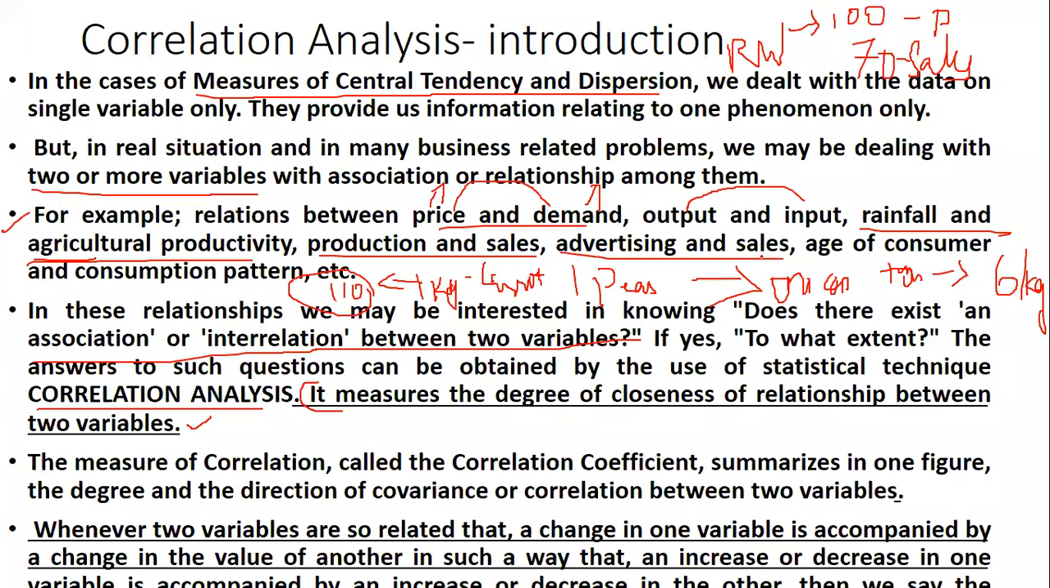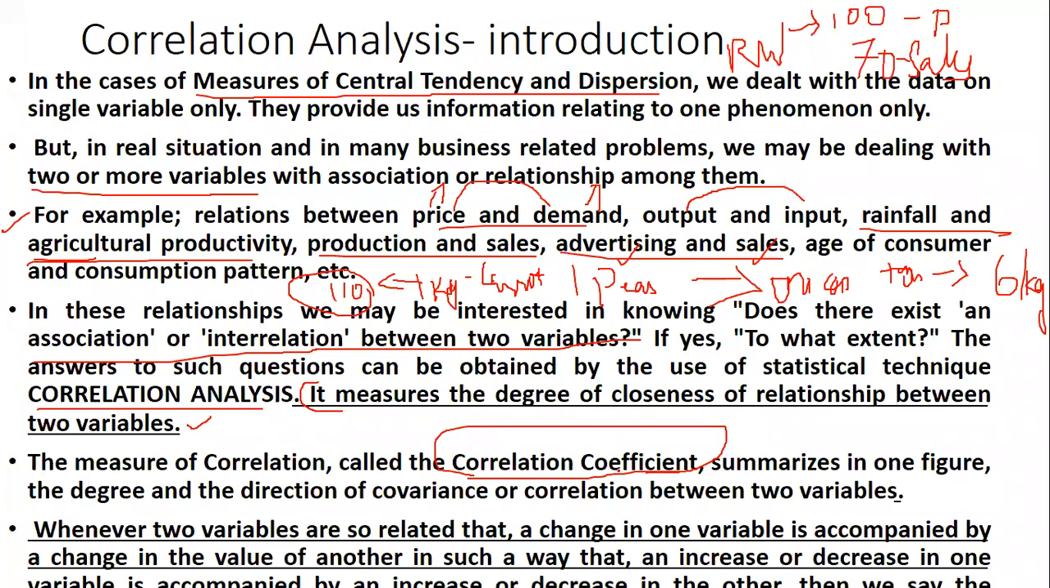Why do you think this keeps happening? Why do they target festival times? Because they know that advertising at these times will increase their sales, so in return they would get good profit at a particular time. So that is correlation. Then the measure of correlation, called the correlation coefficient, summarizes in one figure the degree and the direction of covariance or correlation between two variables. So we will be finding something called the correlation coefficient.